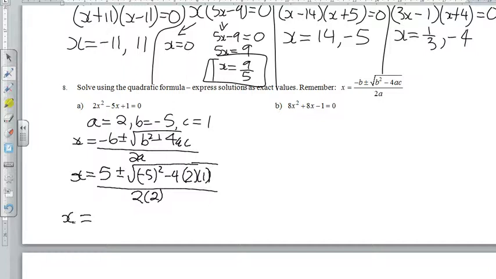B squared must be positive. Okay, so we get 5 plus or minus the square root of 25 minus 8 over 4. So x is 5 plus or minus root 17 over 4. That's exact. You're not going to give me a decimal equivalent. That's just a waste of time if you start punching in your calculator, right?